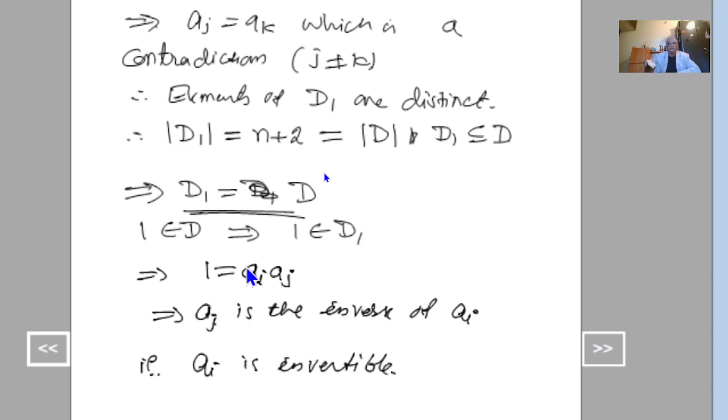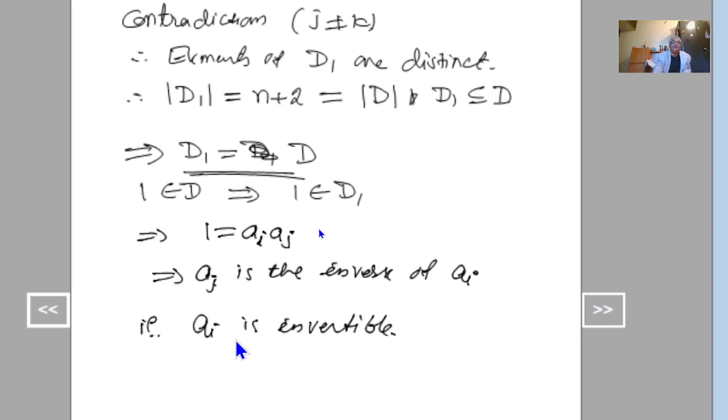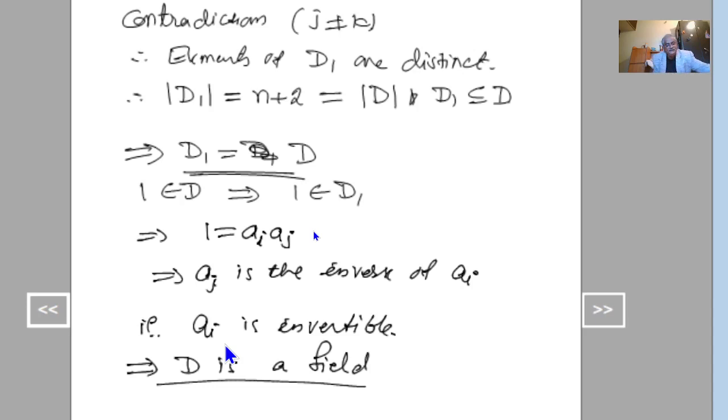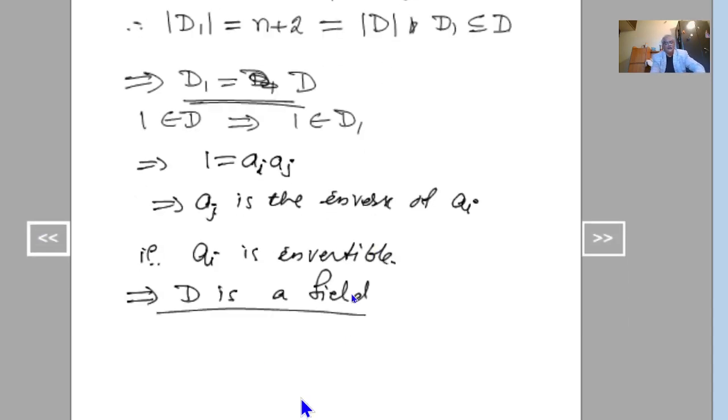AI is invertible. So here we have D is a commutative ring with unity, and we have taken AI as any non-zero element, and we are able to prove that it is invertible. So D is a commutative ring with unity in which every non-zero element is invertible. Then this means D is a field. Okay, so we have proved that every finite integral domain is a field. So thank you. I will stop here.